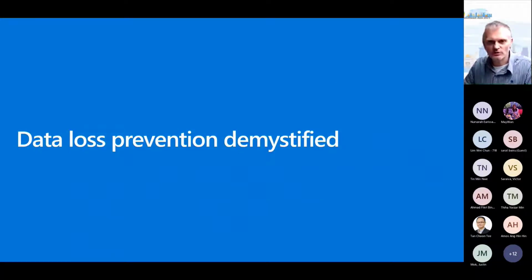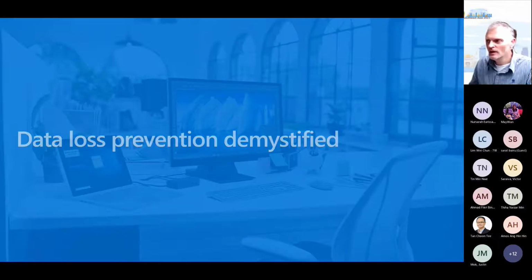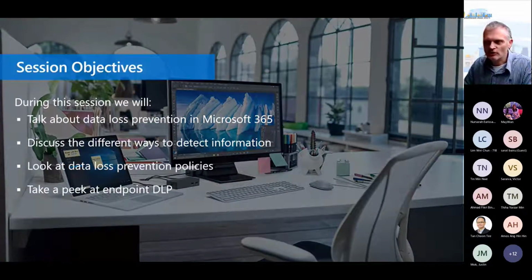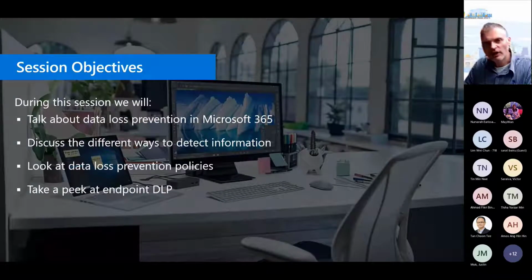It's going to be on data loss prevention. Some takeaways or objectives for today: I'll be talking about Microsoft 365 data loss prevention. I'll be looking at some of the different ways to find information within Microsoft 365, because that's one of the biggest parts of data loss prevention. Also to look at policies and alerting, monitoring of those alerts, and I'll also be looking at some more advanced features like Endpoint DLP and Cloud App Security. So a lot of things to talk about today.